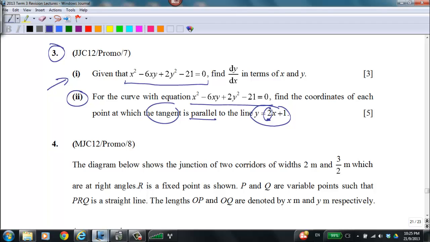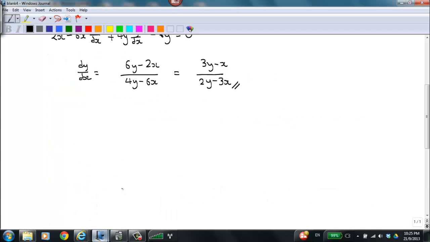The strategy will be making dy dx equal to 2, and hopefully we will get a relationship between y and x. After we get a relationship between y and x, we will sub it back into the original equation to find the coordinates that we need. So for part 2, this is dy dx, and as we discussed just now, we will set dy dx equal to 2.